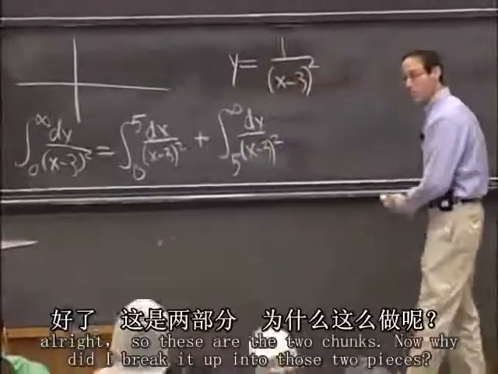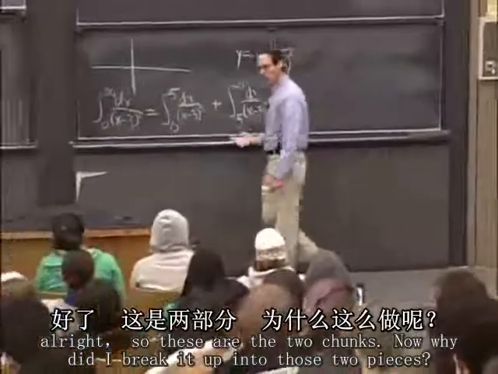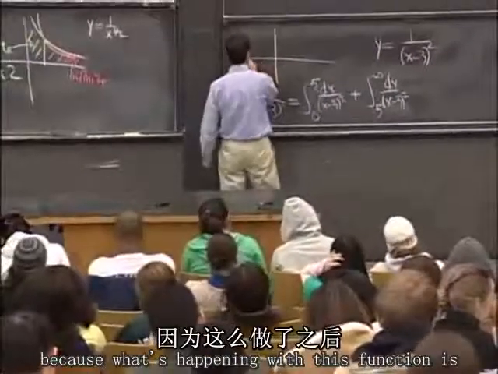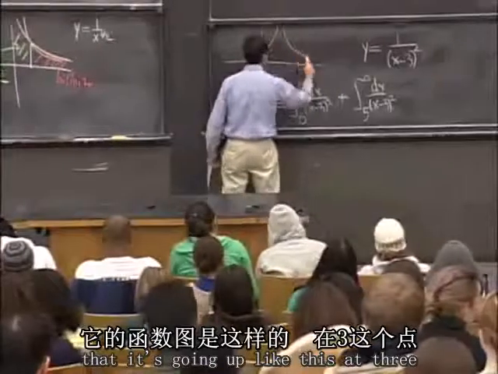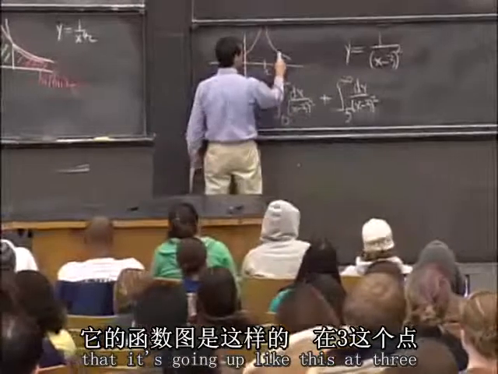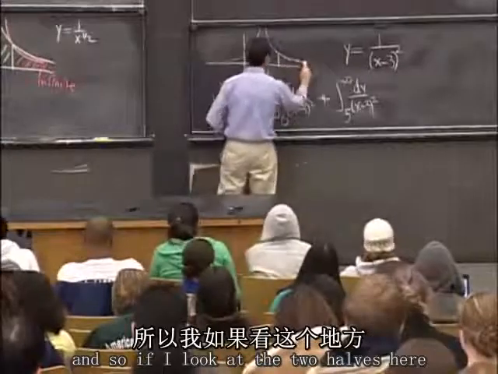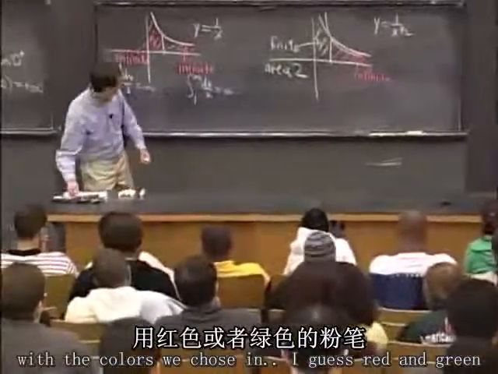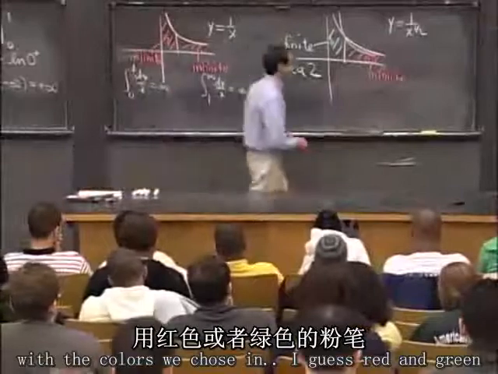All right? So these are the two chunks. Now, why did I break it up into those two pieces? Because what's happening with this function is that it's going up like this at 3. And so if I look at the two halves here, I'm going to draw them again, and I'm going to illustrate them with the colors we've chosen, which are, I guess, red and green.